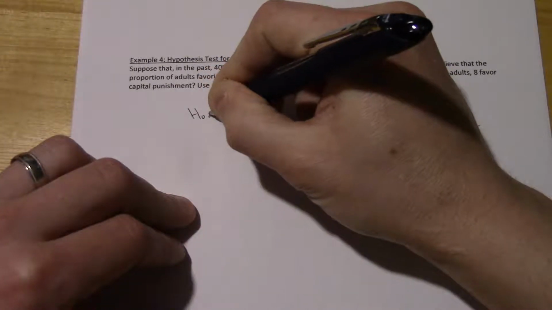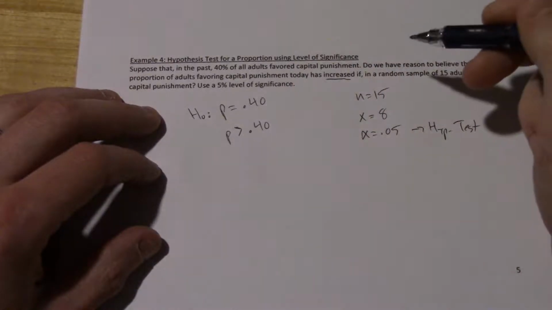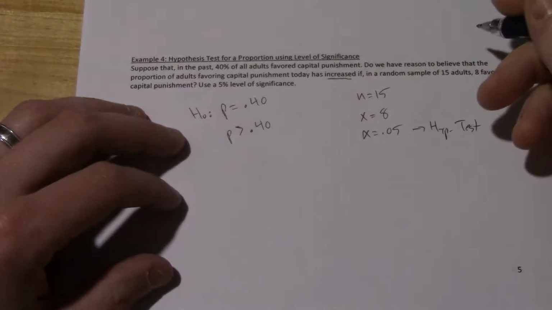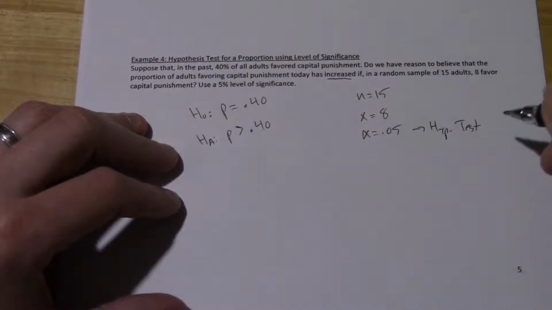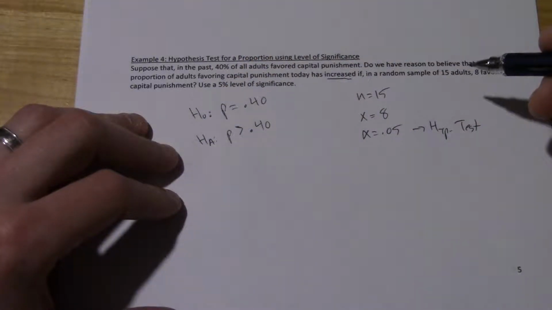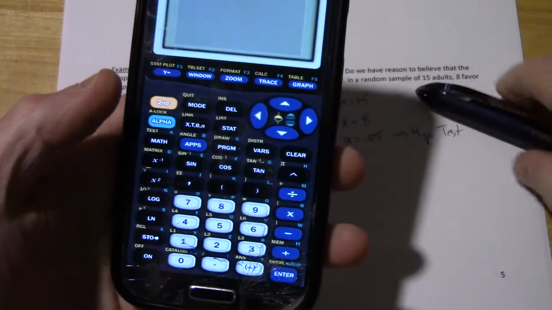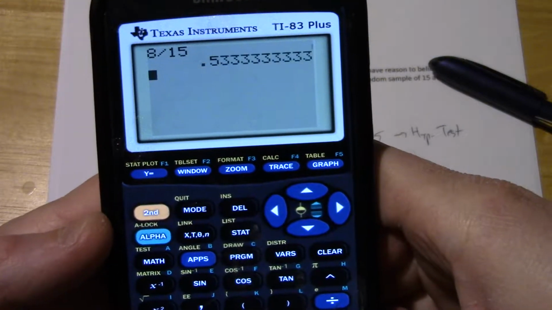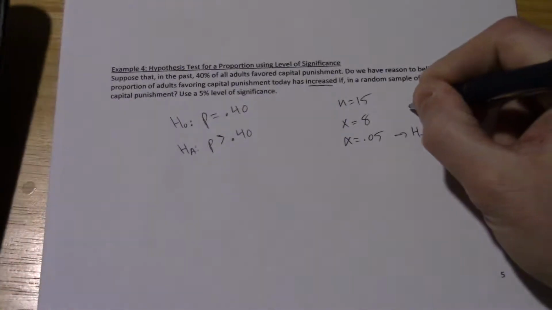So the null hypothesis is p equals 0.4. The null is always the one with the equals. That's what we will assume is true as we analyze the data, and we'll see how or if they agree. The alternative hypothesis, HA, is p larger than 0.4. If we look at our data, 8 out of 15, I don't know what that is just thinking about it, a little more than 50%, 53%. So that's our p hat.